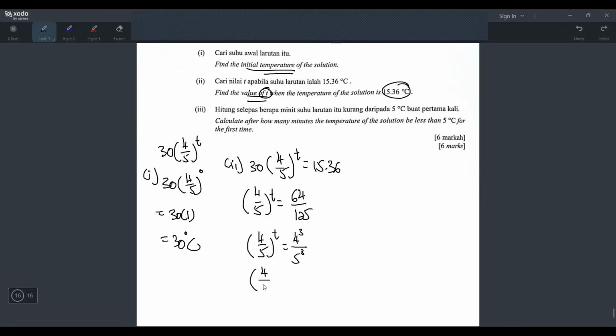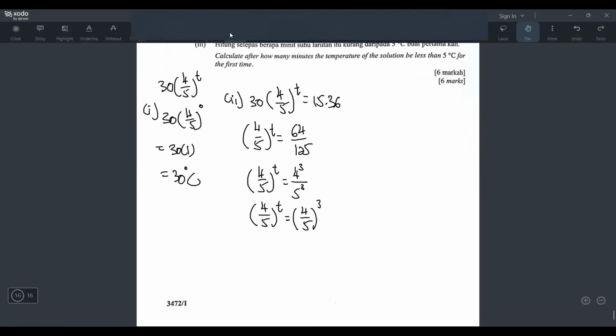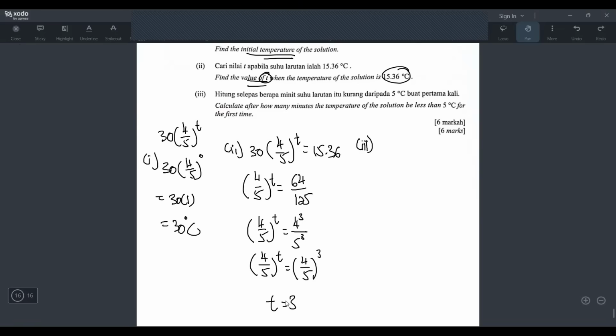So we can write this a little bit differently, since both numbers are power 3. So I can write bracket power 3 outside and then 4 over 5 like this. And now you can see the base inside is the same already. So if the base inside is the same, it means the power will be the same also. So T is equal to 3. And then it's done, right? But what if you add log on both sides? Can also. You will get T equals 3 also.